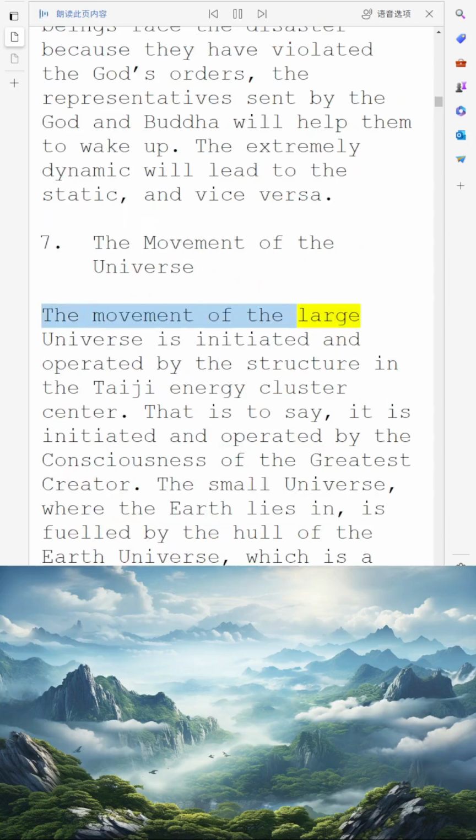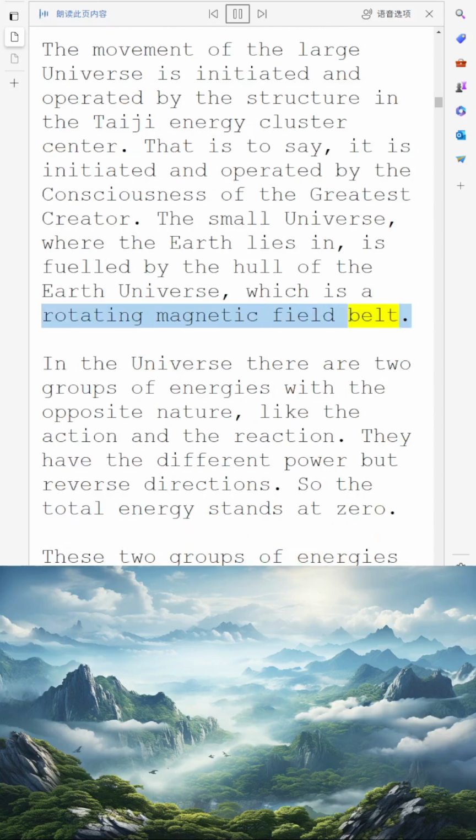The movement of the large universe is initiated and operated by the structure in the Taiji Energy Cluster Center. That is to say, it is initiated and operated by the consciousness of the greatest creator. The small universe, where the Earth lies in, is fueled by the hull of the Earth universe, which is a rotating magnetic field belt. In the universe, there are two groups of energies with the opposite nature, like the action and the reaction. They have the different power but reverse directions. So the total energy stands at zero.